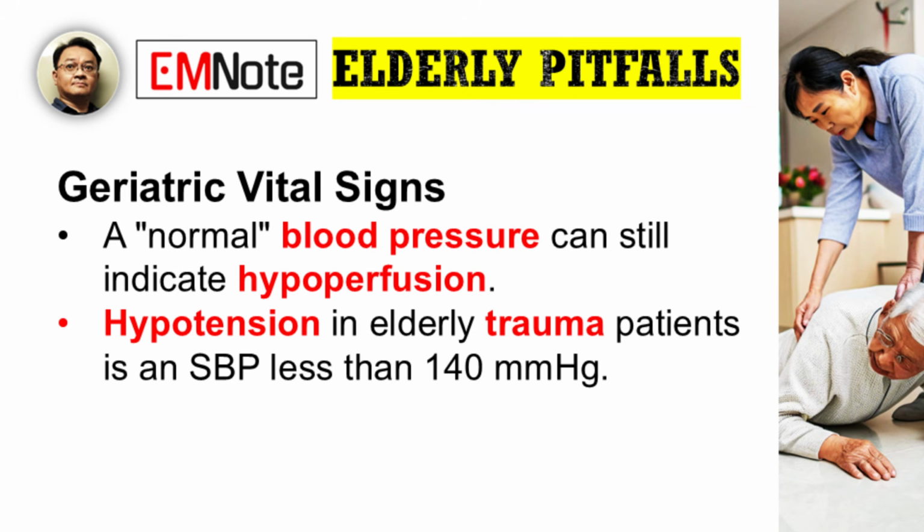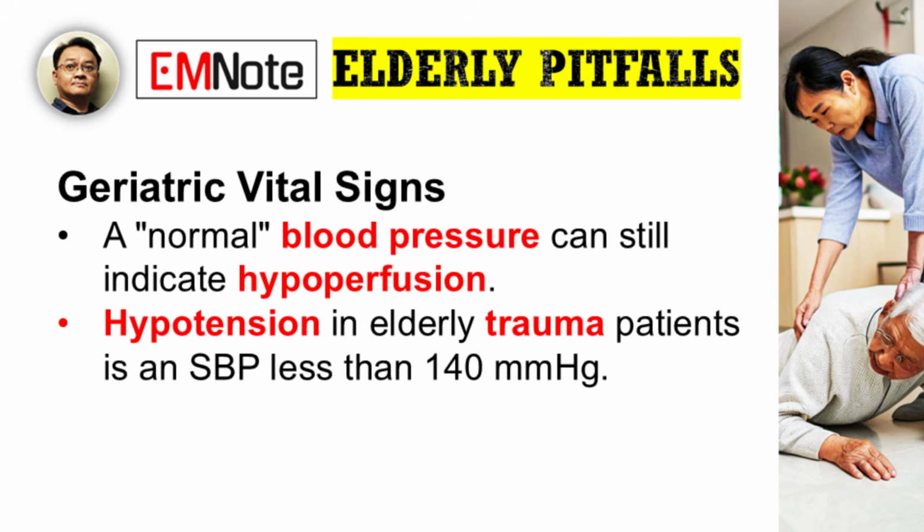And this is really important. A blood pressure that looks normal could actually mean hypoperfusion. Not enough blood flow getting to the organs. Okay, that's a huge point for initial assessment. So if normal isn't always normal, what specific systolic blood pressure, what number should we watch for?